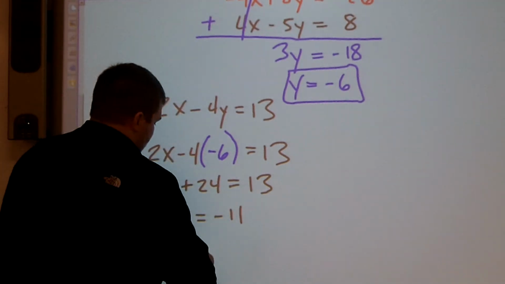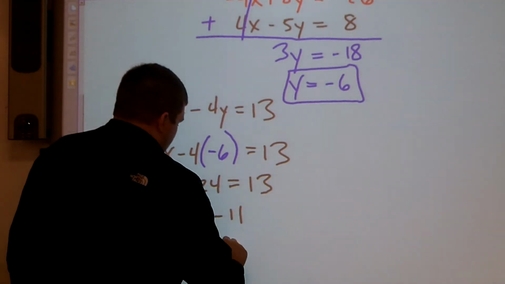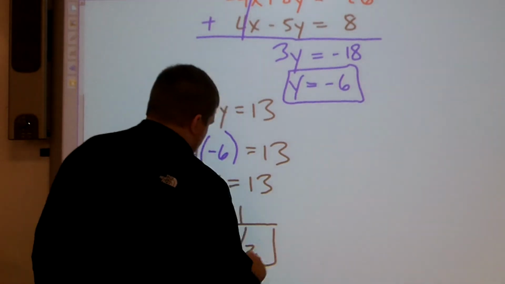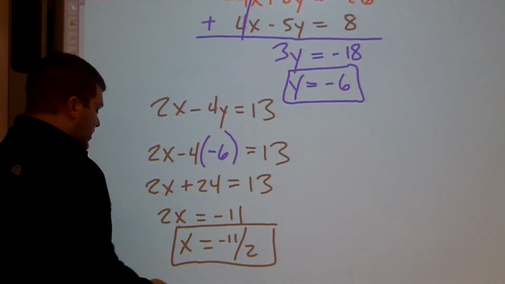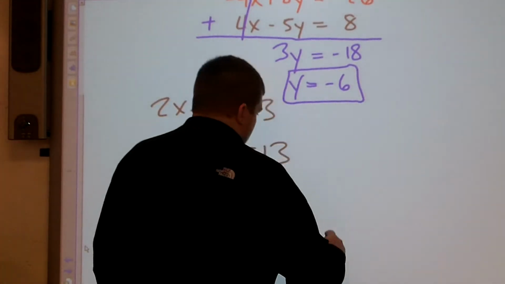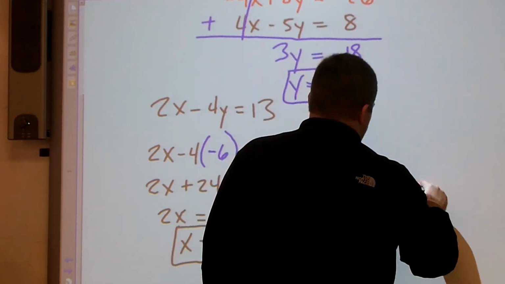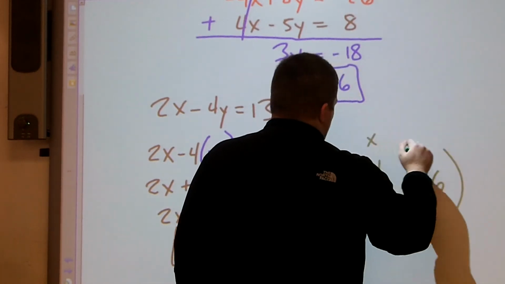So x is equal to -11 halves. All right, so now we can write our final answer as an ordered pair. So we need to do that. So our answer is -11 halves, comma, -6.